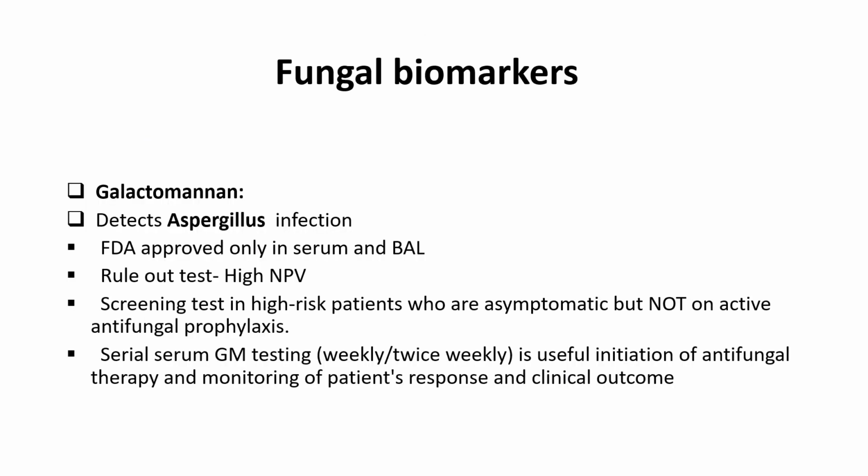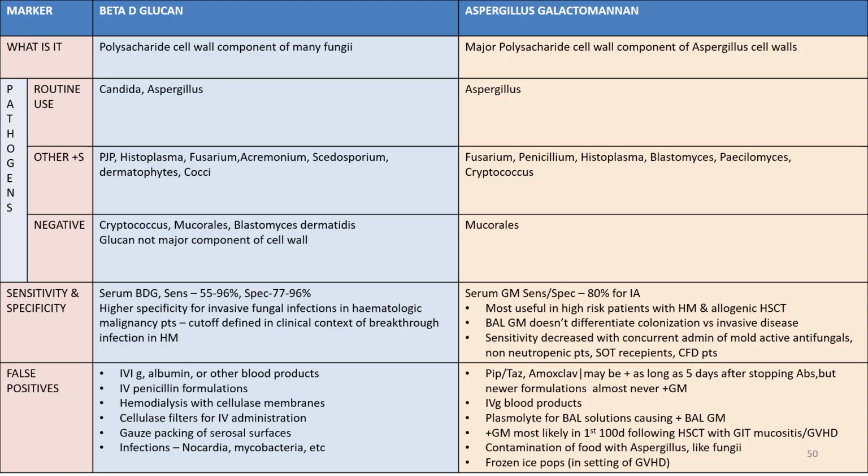Then we have similar antifungal biomarkers like beta-glucan and galactomannan. Galactomannan helps to detect Aspergillus infections, while beta-glucan is usually an indicator of Candida infections. Beta-glucan is a polysaccharide component of many fungi. Galactomannan is a polysaccharide cell wall component of Aspergillus. So galactomannan is routine for Aspergillus, while beta-glucan is routine for Candida and Aspergillus. There have been sensitivity and specificity issues with both tests. Serum beta-glucan sensitivity is about 50 to 95% and specificity 75 to 96%, while it is 80% for invasive Aspergillus for galactomannan.